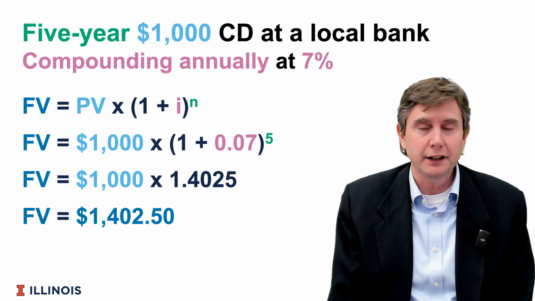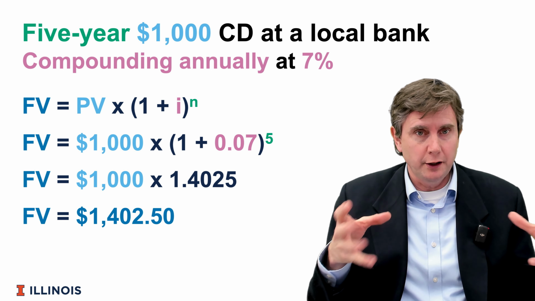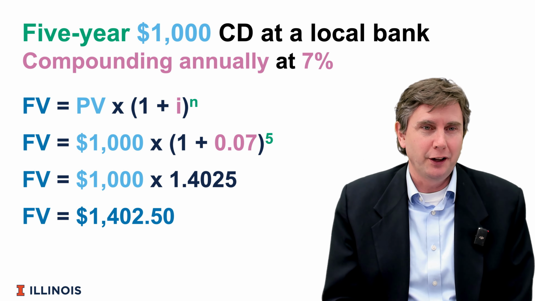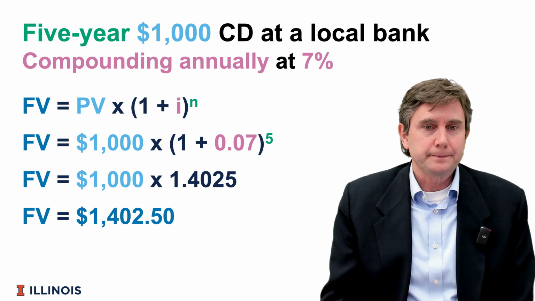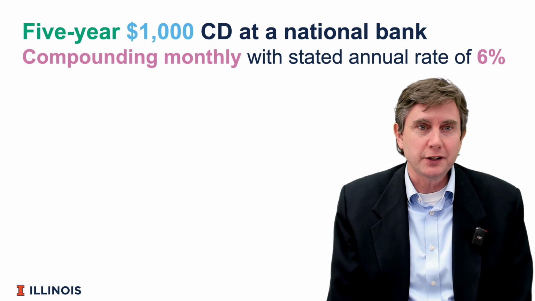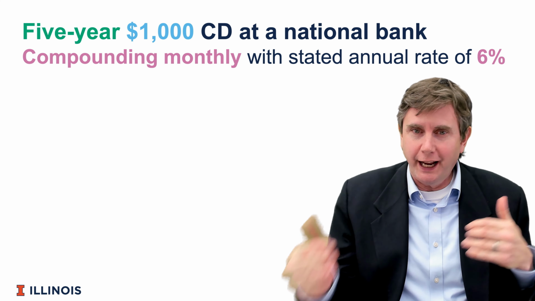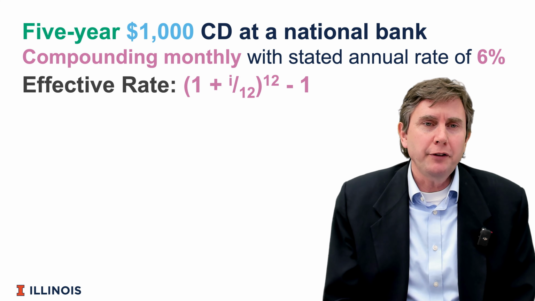$1,402.50. That's what you'll have at the end of 5 years, okay? Now that's the local bank, so we know 1402 is the number to beat. Can we get there? Well, with our national bank, we can't compare apples to oranges. We have to find an effective rate, something that would be the equivalent of an annual compound. So how do we find an effective rate?